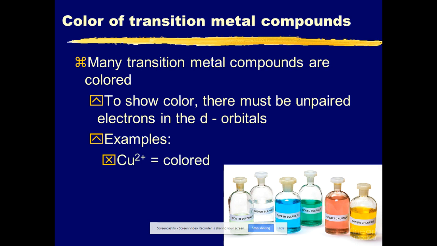So, for example, Cu2+, which I believe the electron configuration, I don't have it here, but I believe it is argon 3d9, or is it argon 3d8? I think it's argon 3d9, just going off my memory here. But in any event, there are unpaired electrons in the d orbitals, and so that's going to be colored, whereas Zn2+, which has an additional electron, has all the d orbitals filled, and so that is colorless.